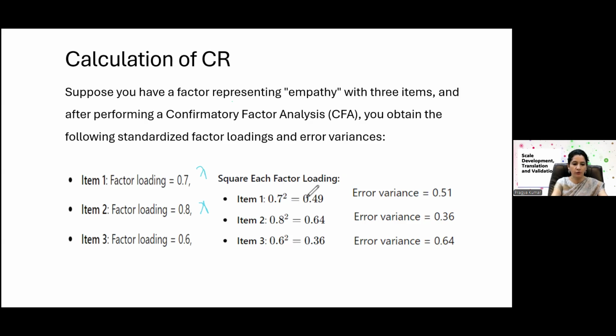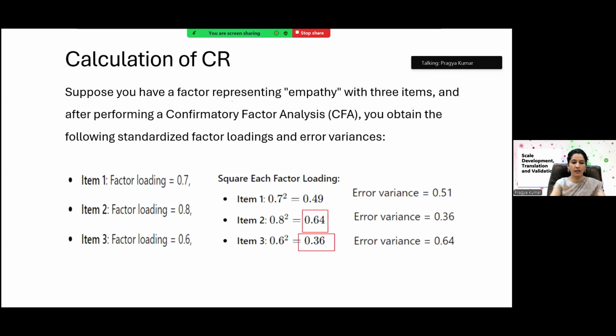So you do the square of each of these items. Square of 0.7 will be 0.49. This will be the square of each factor loading. I should not say factor loading, it is the loading of an item on a particular factor. So you square these loadings, like 0.49 for the first item, 0.64 for the second, and 0.36 for the third. Then how will you calculate the error variance?